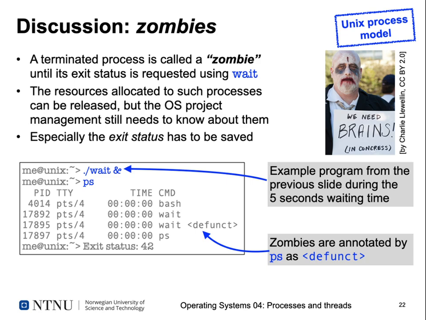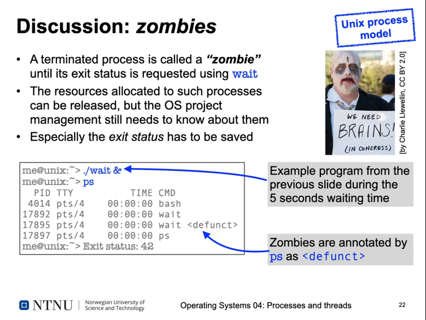So what we can do here, we can call the example program from the previous slide, put it directly in the background, and when we call ps immediately afterwards, because we are waiting 5 seconds, so if we do this fast enough in the first 5 seconds, we see a process listing that shows our bash, then our wait, which is the parent process here, then our wait child process, so it also inherits the name, but we know it's a zombie process because it has already exited, but the parent process is still in its sleep function, waiting for 5 seconds before it calls wait. Such a zombie process is annotated with this defunct in the process listing.